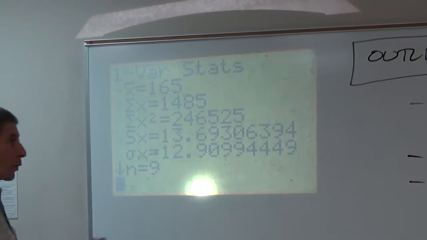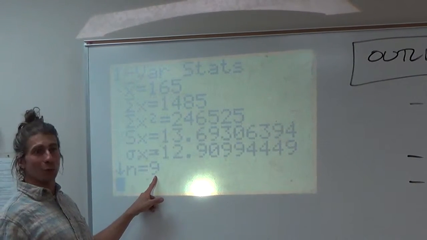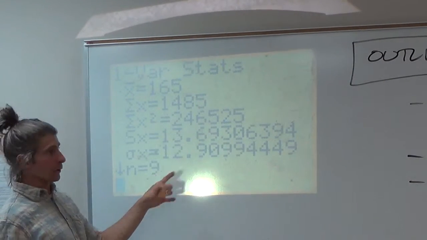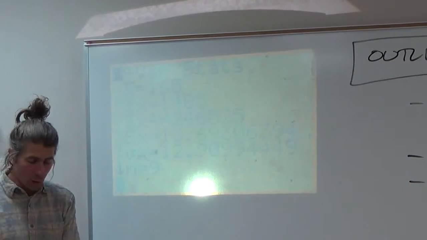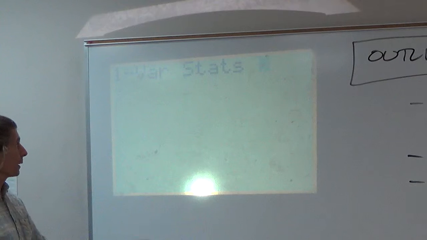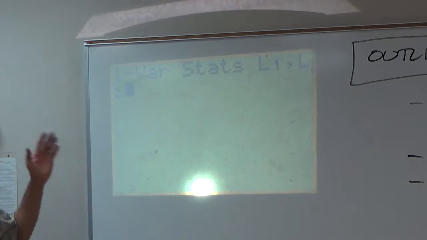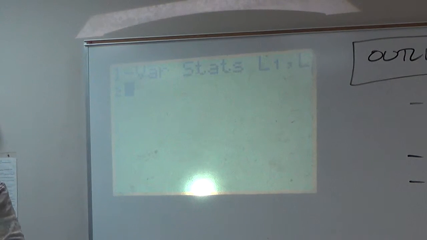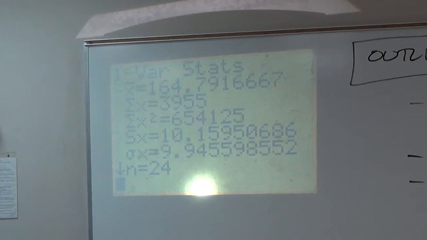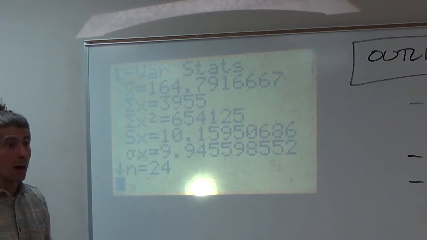Because if you just do one of our stats without the frequencies, it thinks there are only 9 people voting, and that's wrong. There are more than 9. So when you run your one bar stats, and this is pretty important, tell it L1, L2. That way the data in L1 is weighted with the frequencies in L2, and we're much happier that way.